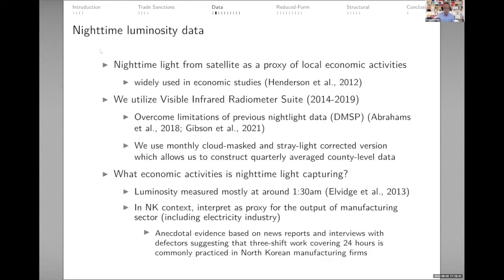Okay, so next, let me move on to the data. Unfortunately, we don't have any good economic measures inside North Korea. So we're going to use nightlight as a proxy for local economic activities. The literature reports that this has been somewhat widely used in economic studies. In fact, we're going to utilize the VIIRS nightlight dataset. Several studies show that this dataset overcomes the limitations of the previous nightlight data. For example, it doesn't suffer as much from top coding. There aren't that many top coding issues.